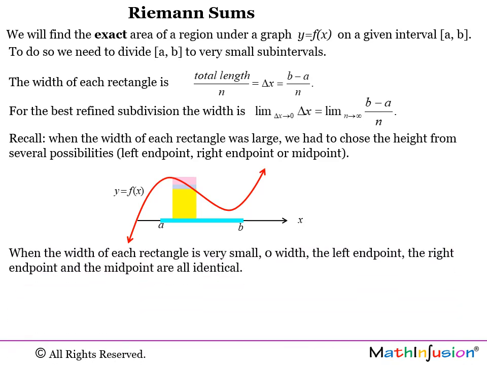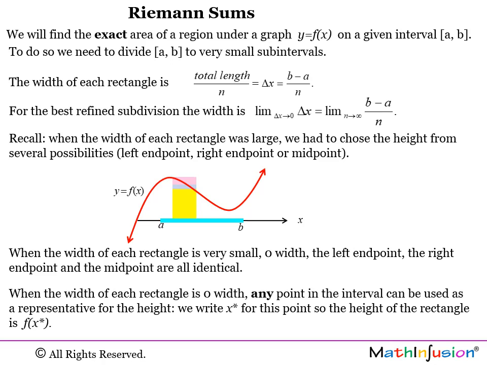When the width of each rectangle is very small, it's zero width. Then the left endpoint, the right endpoint, and the midpoint are all identical. When the width of each rectangle is zero width, any point in the interval can be used as a representative for the height. We write x star for this point, so the height of the rectangle is f of x star.